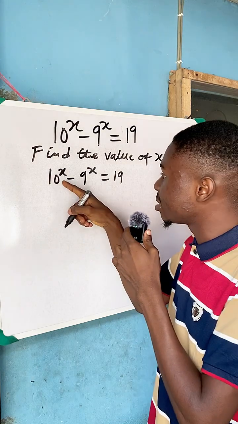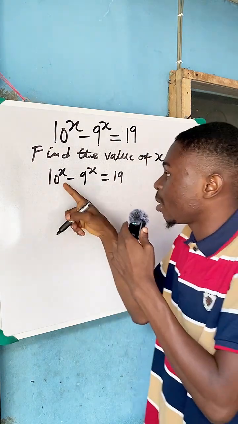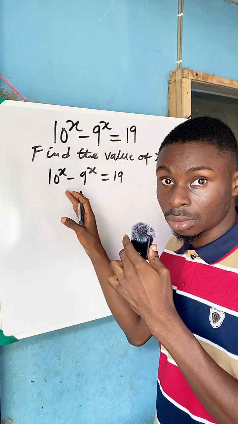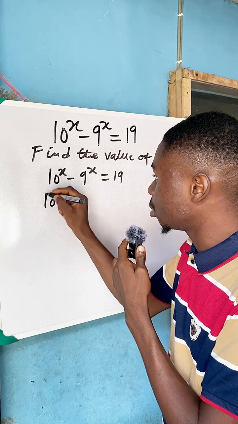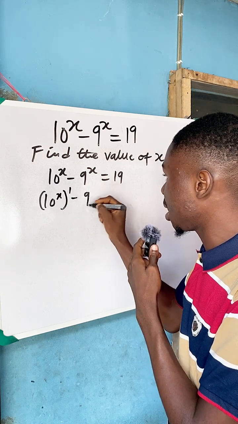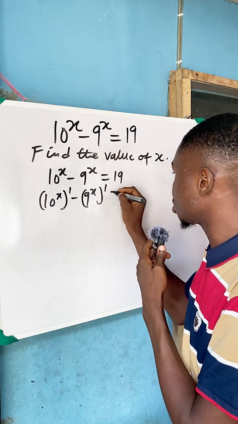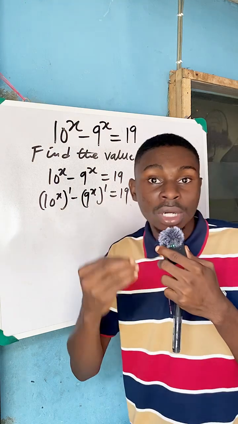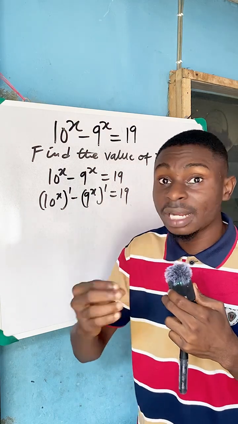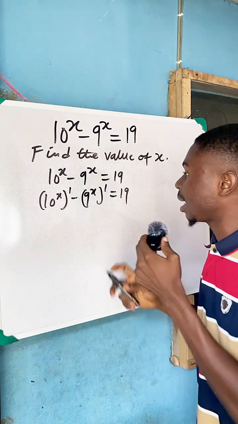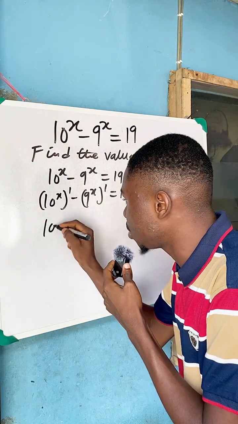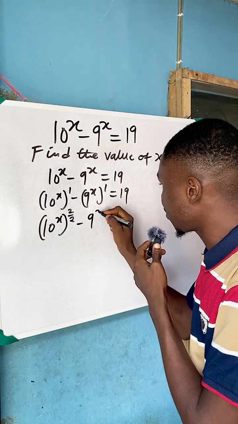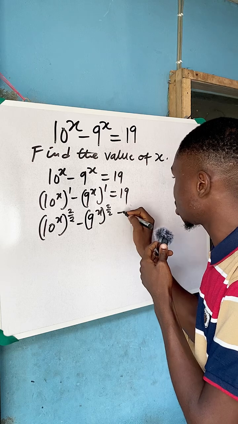I am free to raise this to the power of 1 because even though I raise this to the power of 1, nothing will change. So this becomes 10 to the power of x all to the power of 1 minus 9 to the power of x all to the power of 1 is equal to 19. Now, I can equally express 1 as 2 over 2 because 2 divided by 2 is still 1. So I can now express this one as 10 to the power of x all to the power of 2 over 2 minus 9 to the power of x all to the power of 2 over 2 is equal to 19.